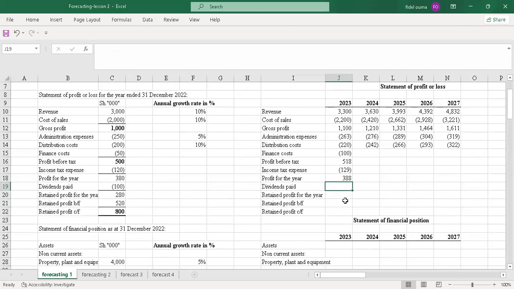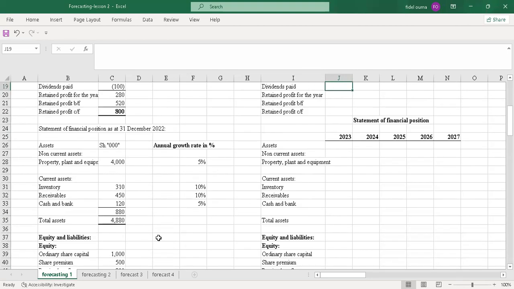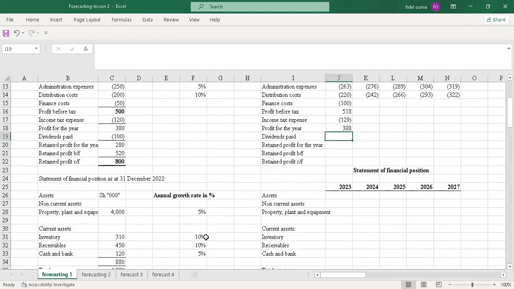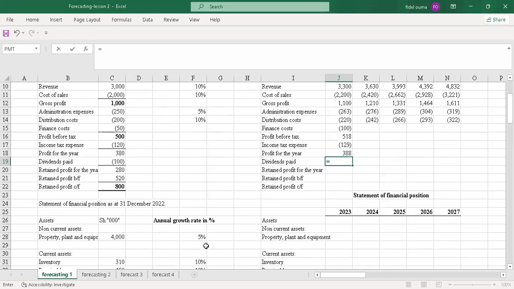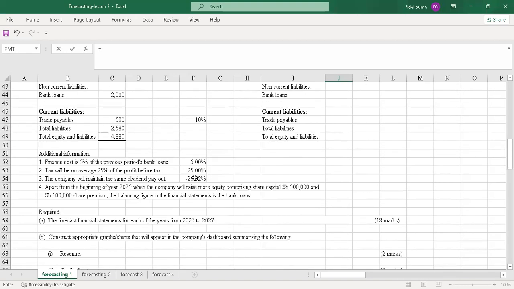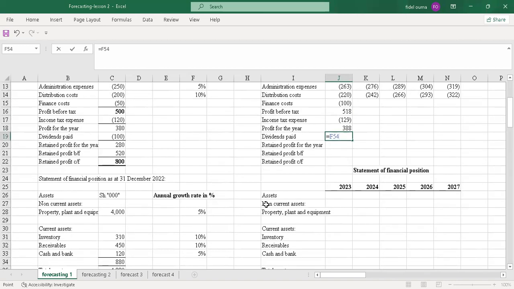Then dividend paid. We say that the dividend payment ratio, the percentage, is already there. So I'll just say equals, I'll pick this, then multiply by this. So the dividend will be 102. The retained profit for the year is the profit for the year plus dividend paid, so just equals sum.